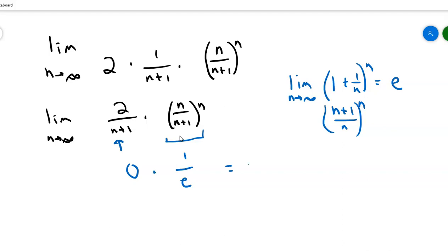0 times a constant is just 0. It converges, right? Because the limit is less than 1. So start getting used to writing out why these things work. So in this case, this converges by the ratio test because the limit is less than 1. Right? That little trick you might not have seen on your own, but now that you've seen it once, you might recognize that in future cases.